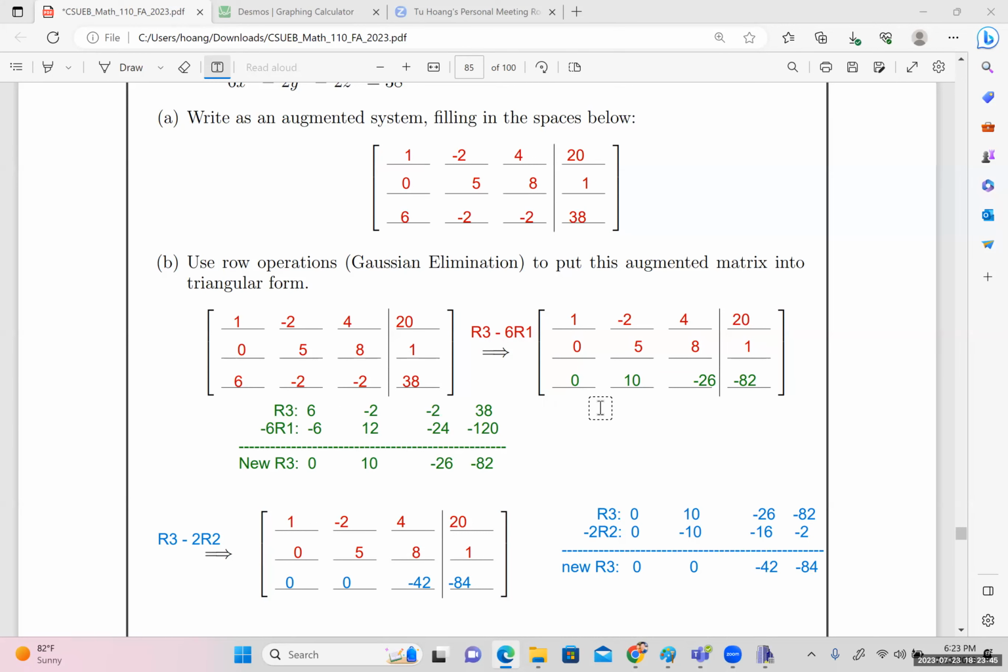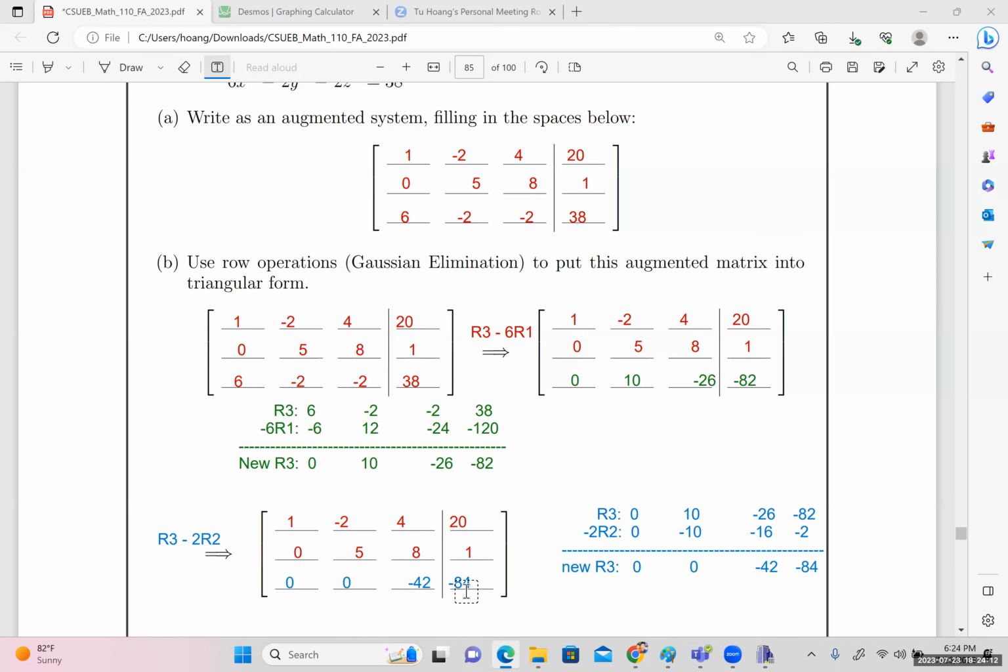And also after that, I keep going to eliminate this number 10 here to be 0, right? By using row 2. So I'm going to use row 3 minus 2 times row 2 since I have 5 and 10 here, right? So I will have, as I work here, row 3 will be 0, 0, negative 42 and negative 84.